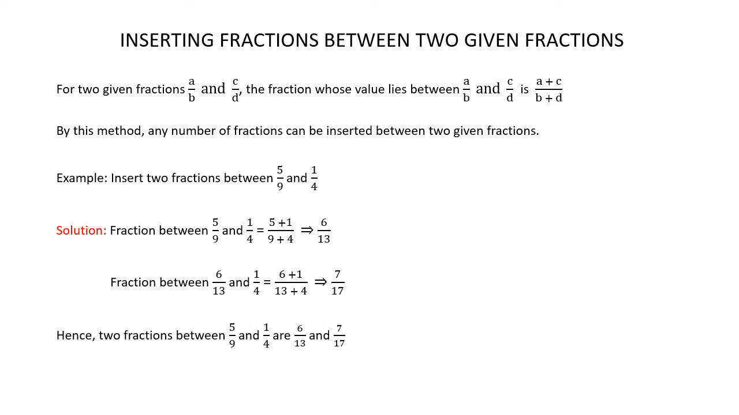Now next let's find a fraction between 6 by 13 and 1 by 4. To do that, again add the numerators and add the denominators of the two fractions. So 6 plus 1 is 7, 13 plus 4 is 17. So 7 by 17 is the fraction that can be inserted between 6 by 13 and 1 by 4. So the two fractions between 5 by 9 and 1 by 4 are 6 by 13 and 7 by 17.